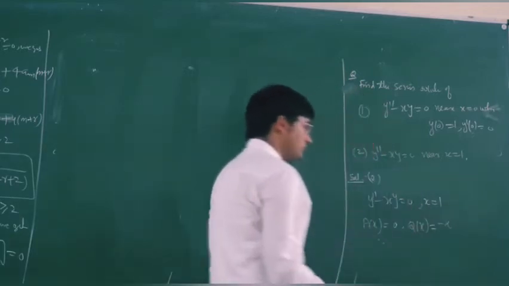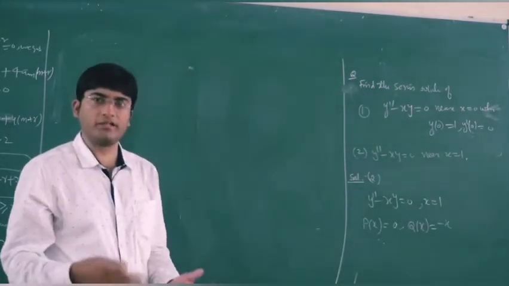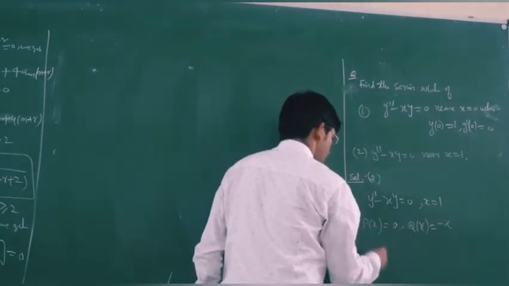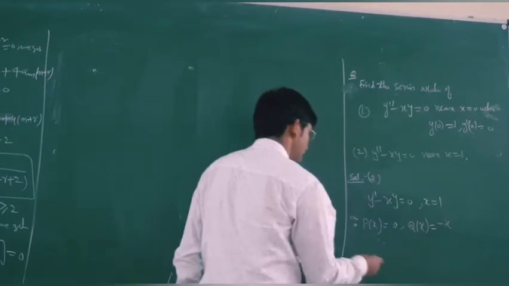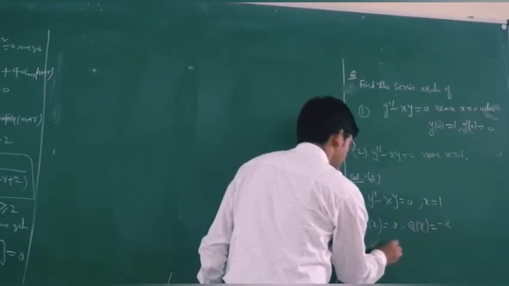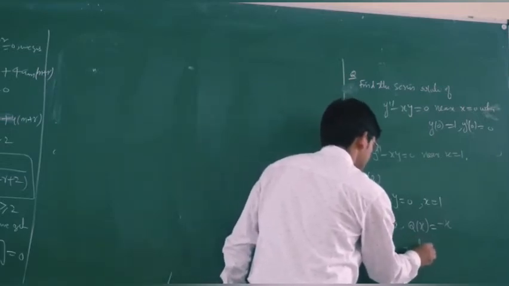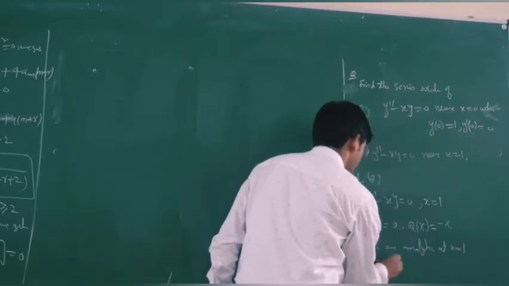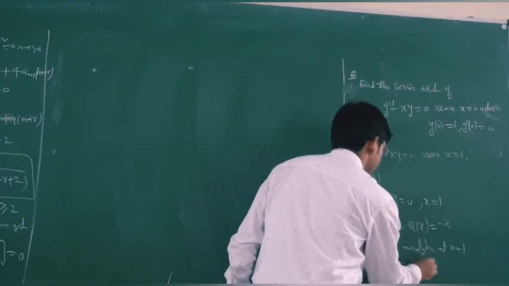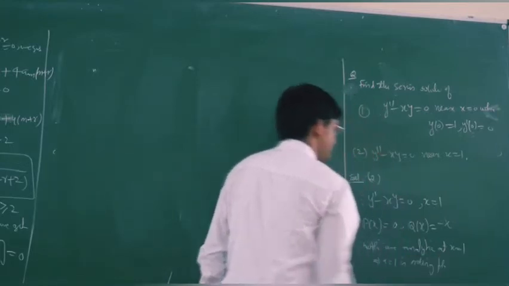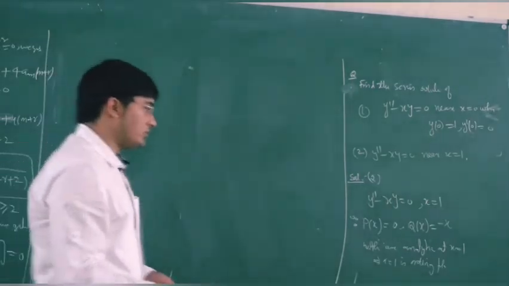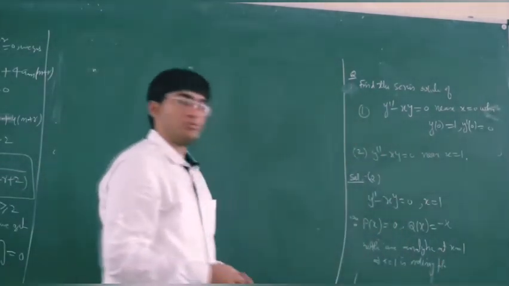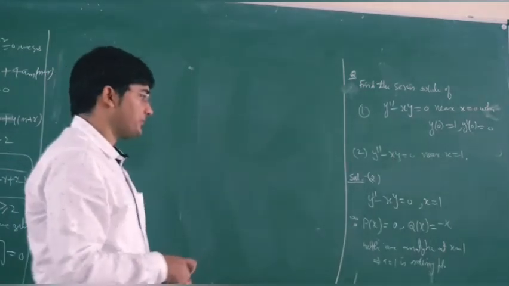At x equal to 1, both are finite, so we can say that x equal to 1 is an ordinary point, because p(x) equal to 0 and q(x) equal to minus x are both analytic at x equal to 1. So x equal to 1 is an ordinary point. If this is an ordinary point, then let us find out the solution at x equal to 1.